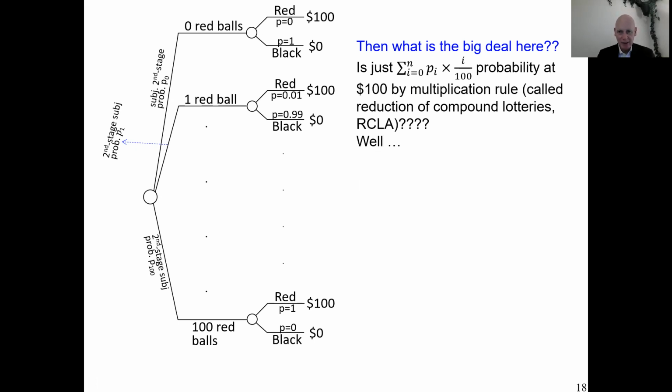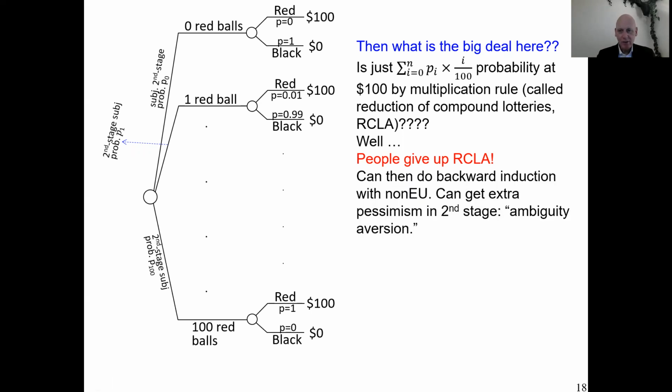Well, still people bring in something new, and they do so by giving up this multiplication of probabilities that we did here. People often call it the reduction of probability assumption. People give up on that. They do a different evaluation. They do a backward induction evaluation using non-expected utility models. For instance, these lotteries can be evaluated, and it can be determined what the certainty equivalent of these lotteries is, using maybe prospect theory, rank-dependent utility, or whatever non-expected utility you may want.